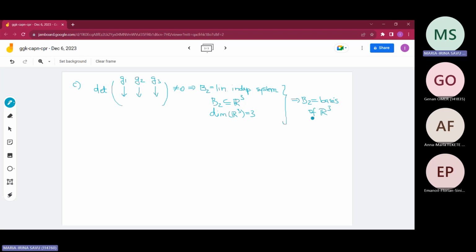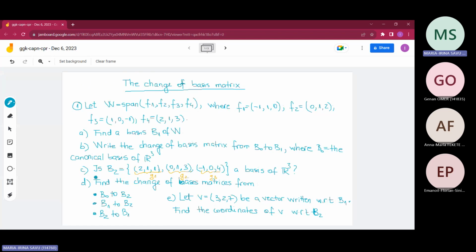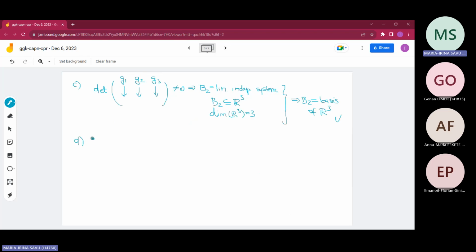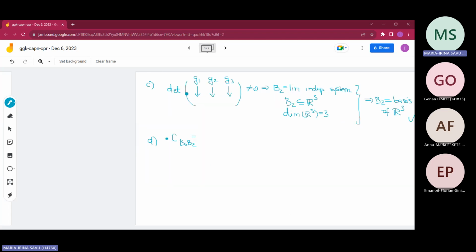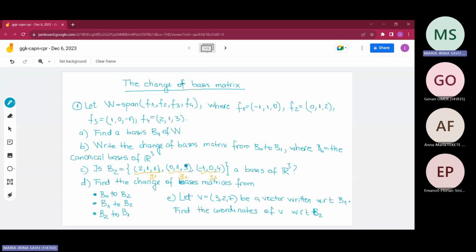Okay, so you have a basis, and you have finished solving C. Let's move to point D. You have to find the change of basis matrix first from B0 to B2. So I'm going to write here first C, B0, B2. And I will give you 1 minute to write this matrix C, B0, B2.